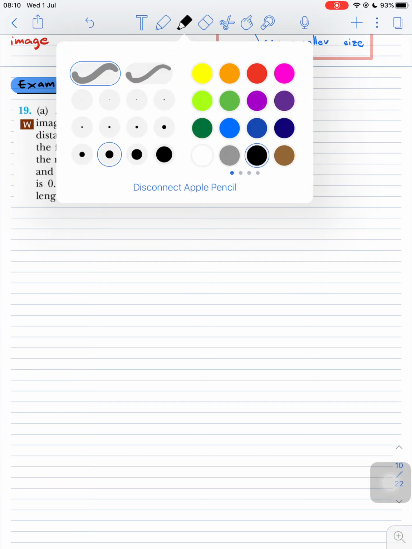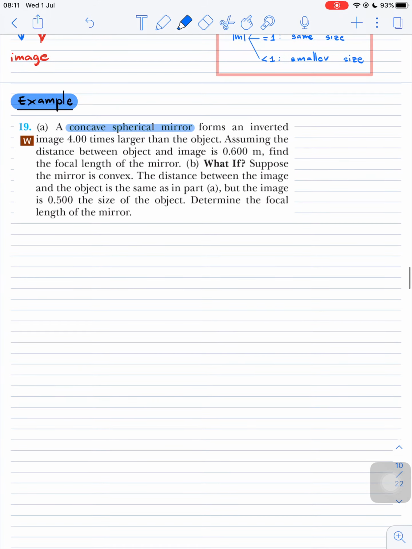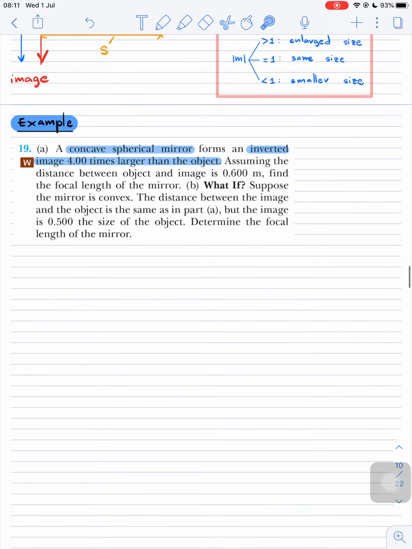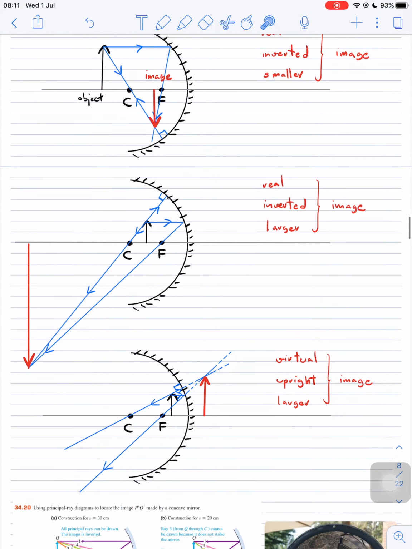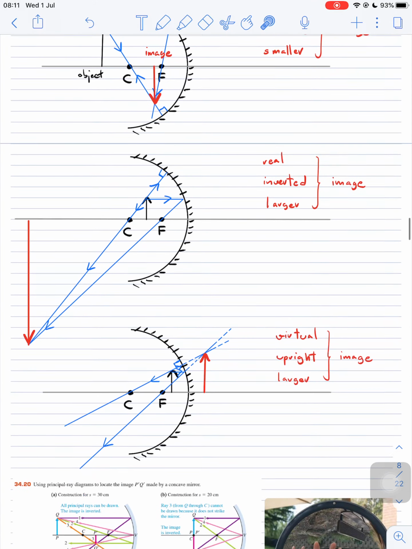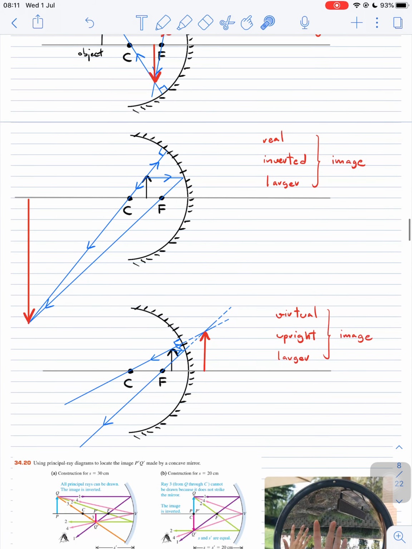Okay, so now we have the concave spherical mirror, and then we have the inverted image 4 times larger than the object. So from this sentence, let's look at the picture. We have the inverted image 4 times larger than the object. So it means that the image is larger than the object, right?